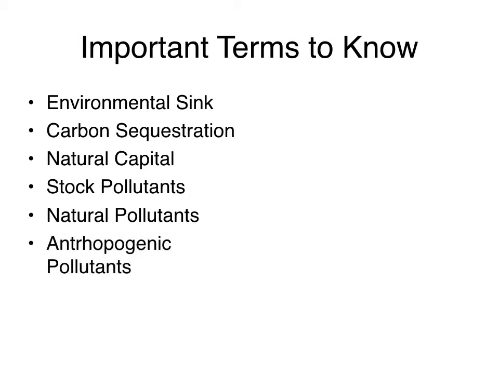Now, anthropogenic pollutants are pollutants that occur as the undesired byproducts of human activity. So when humans manufacture goods, transport themselves and their possessions, cool and heat their homes, turn on their lights and electronics, they are definitely generating pollution.